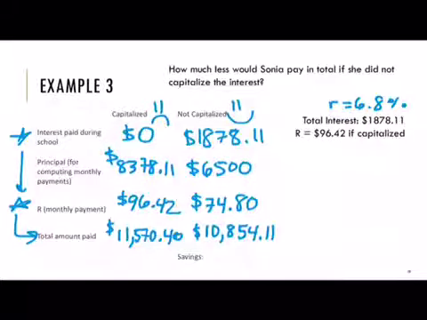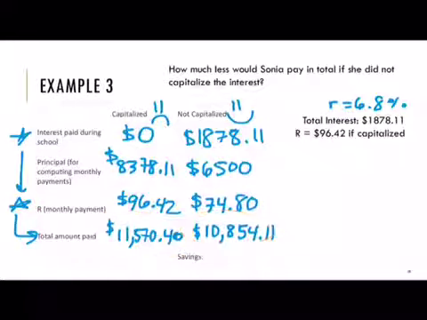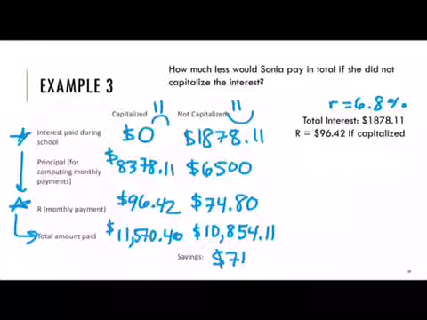Now let's look at the savings. How much less would she pay in total if she did not capitalize the interest? This is an easy calculation. You just want to take the two amounts, the total amount she pays if she did capitalize it, and the amount that she paid if she did not capitalize it, and subtract. And that gives a difference of $716.29.